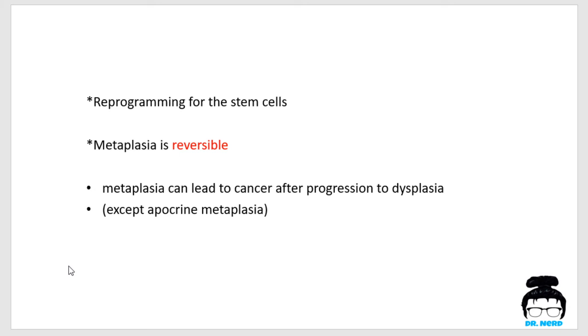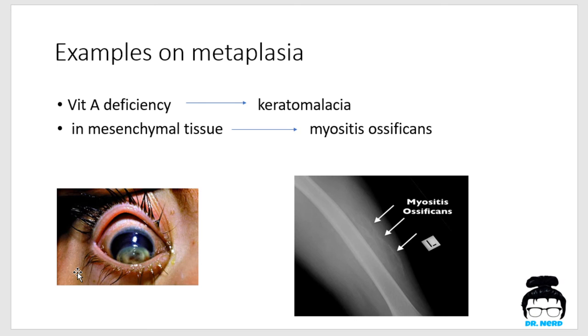Also we have an exception here, which is the apocrine metaplasia, which is what happens in the breast during pregnancy or after giving birth, when the stem cells change to be able to produce milk. So after we talked about metaplasia, we will talk about examples of metaplasia other than Barrett's esophagus.